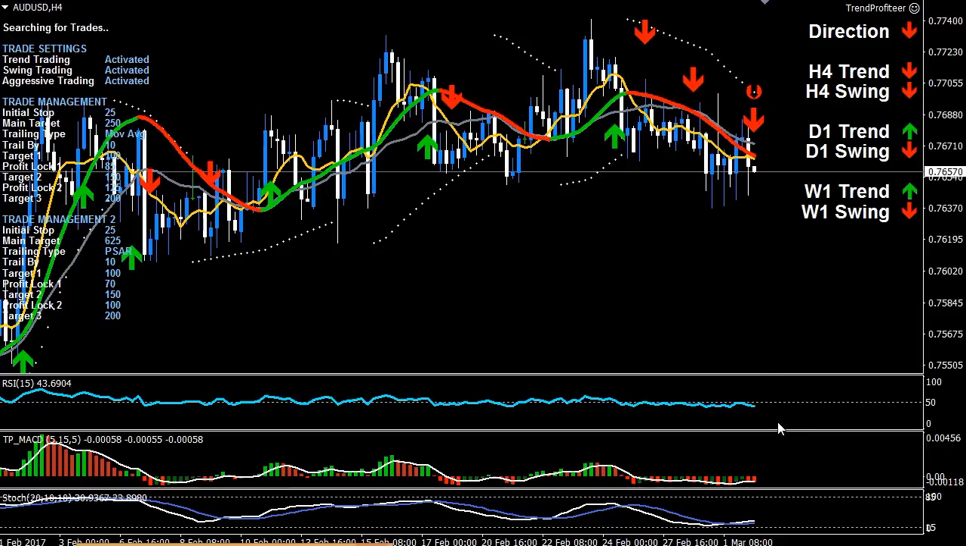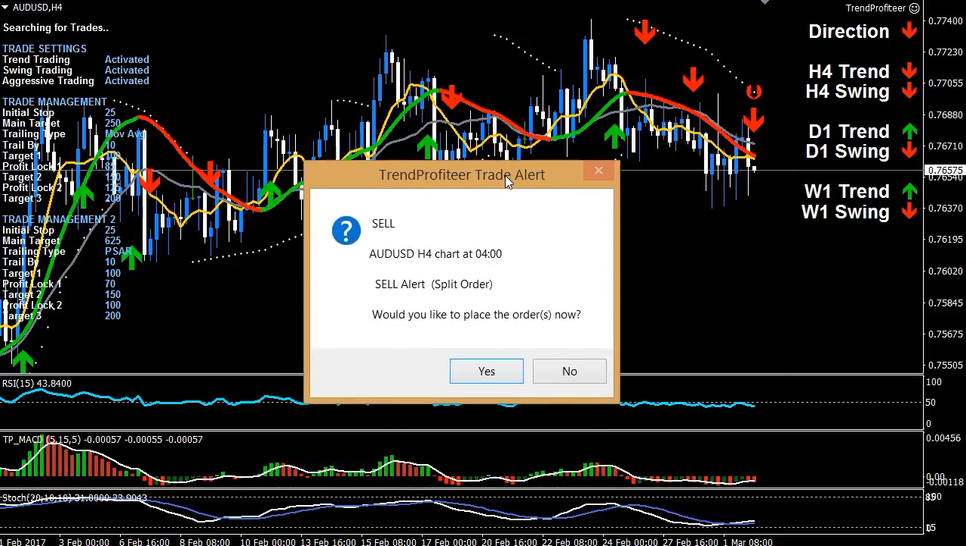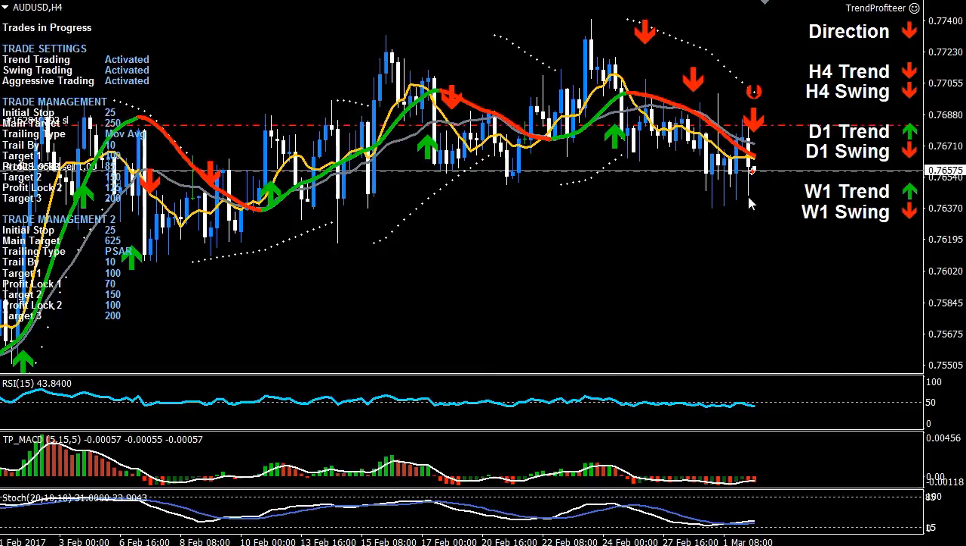The RSI is down. The MACD is below the zero line, so price is under pressure. We've got price below the fast moving average, which is below the slow moving average. So all the indicators are in place that tell me that price is under pressure and that may fall. So I'm going to take that trade. And as you can see, it's as simple as that.